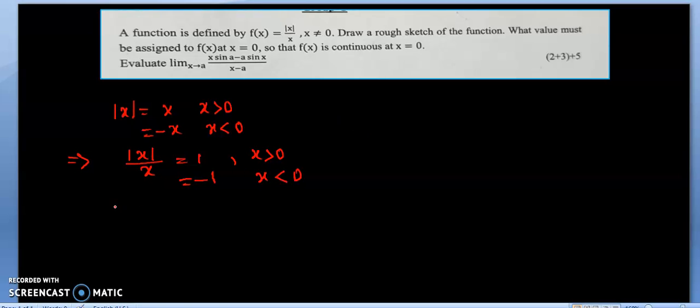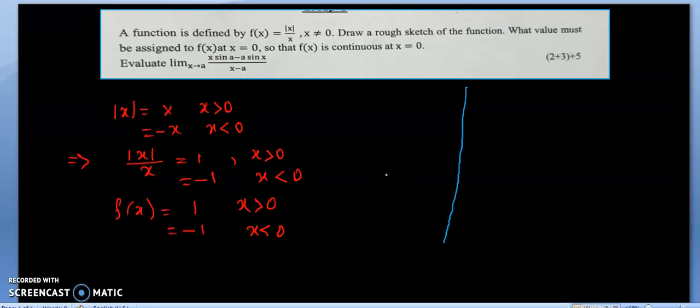That means your function f(x) is equal to 1 when x is positive and minus 1 when x is negative. Now if we try to draw the function in the coordinate axis, suppose this is our x-axis and this is our y-axis. So this is 1 and this is minus 1.